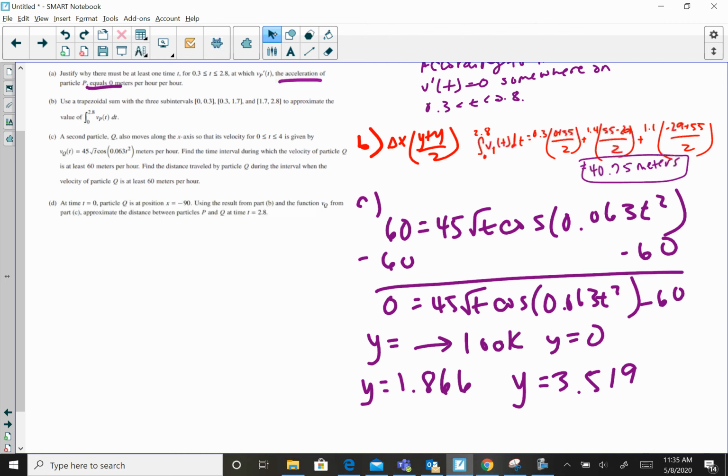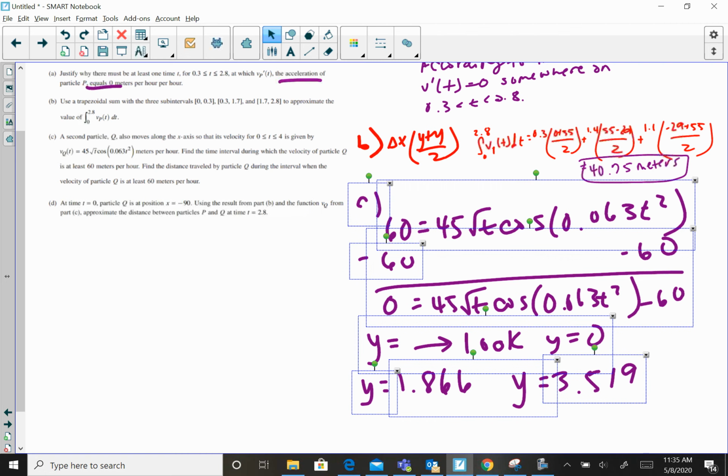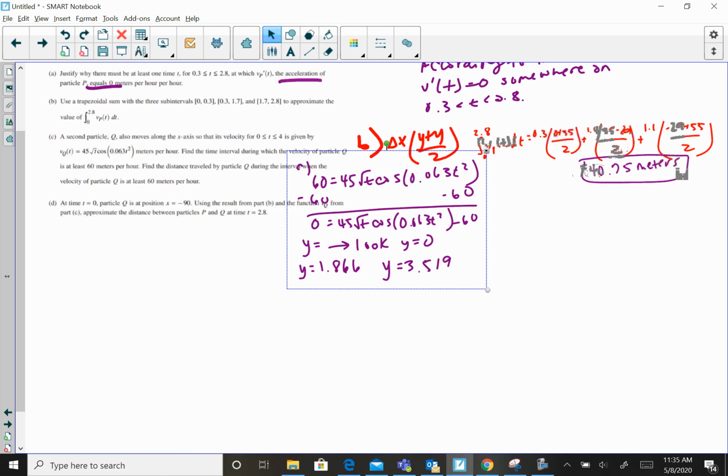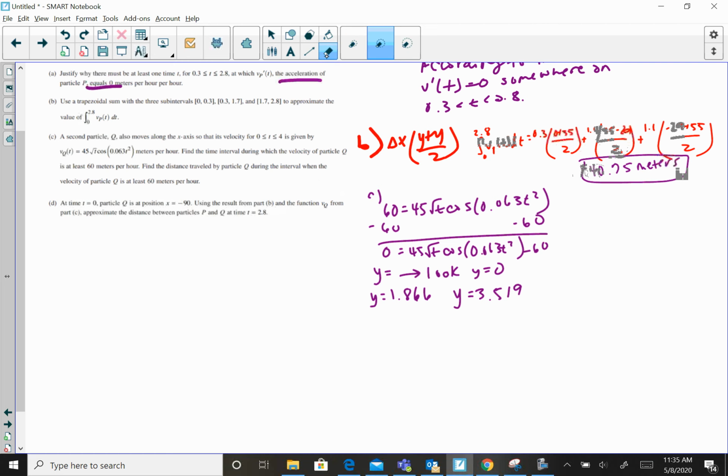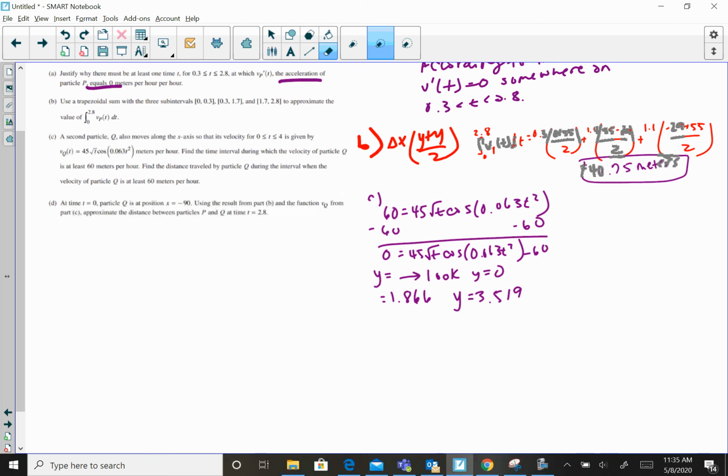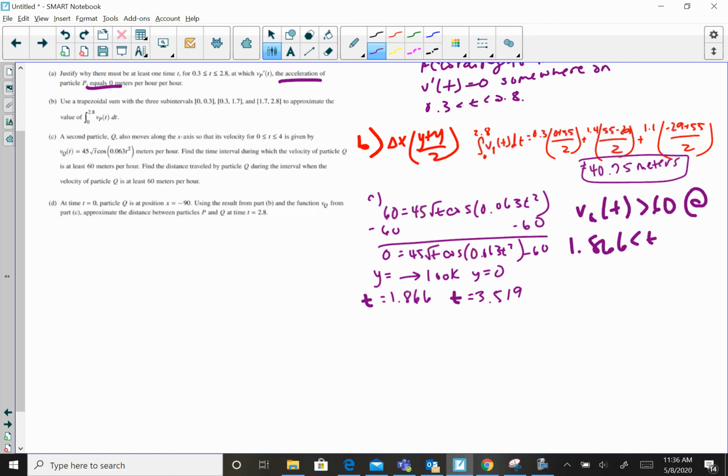So the distance traveled, I'm going from velocity to distance. I don't know why I have y equals as these. These are x values. T equals, T equals. So part 1 says find the time interval for which the velocity is greater than 60. So you could say VQ of t is greater than 60 at 1.866 is less than time is less than 3.519.